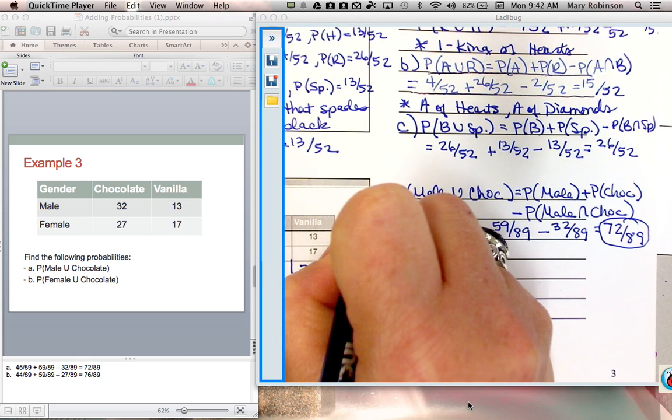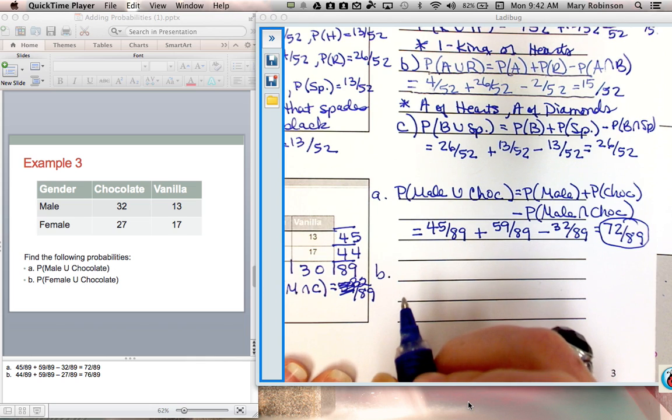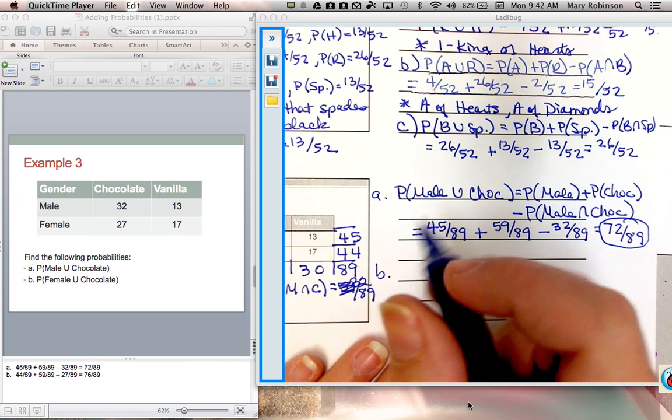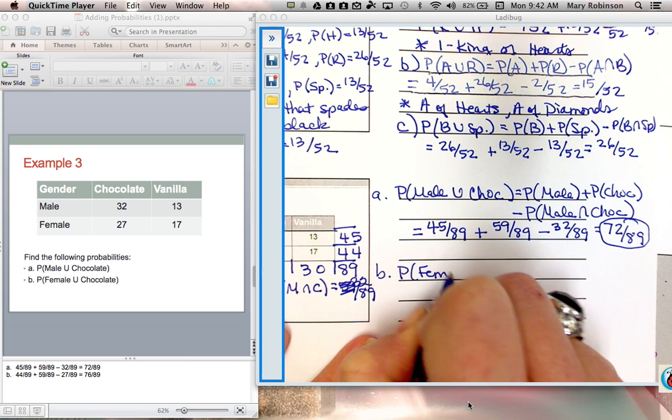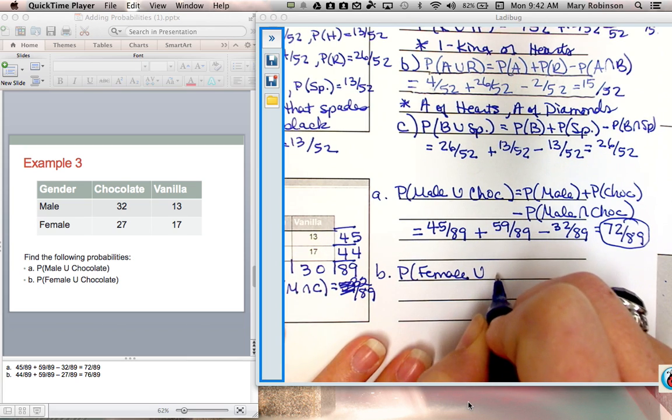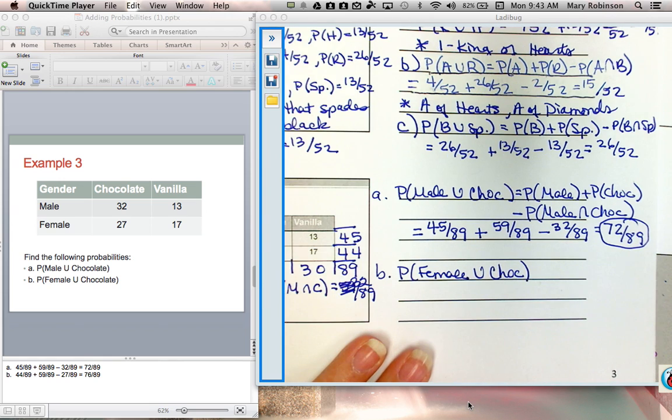Next, for part B, I'm going to ignore that for now. We want to find the probability of female or chocolate. So if you would pause it at this time and see how you do with this one.